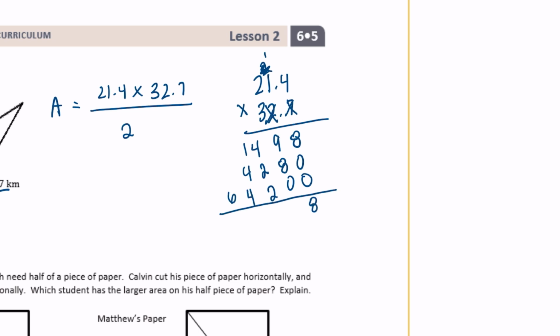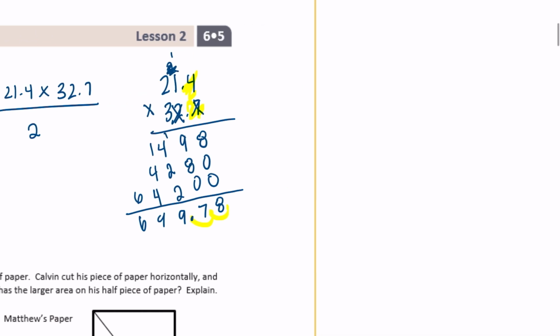Add it all together. 9 plus 8 is 17. 1 plus 4 is 5, plus 2 is 7, plus 2 is 9. 1 plus 4 would be 9 and 6. And then we had 2 digits behind a decimal point, so I'm going to move it over 2 places. And we have 699 and 78 hundredths, but I need to divide that by 2. Or you can multiply it by half. Either way.